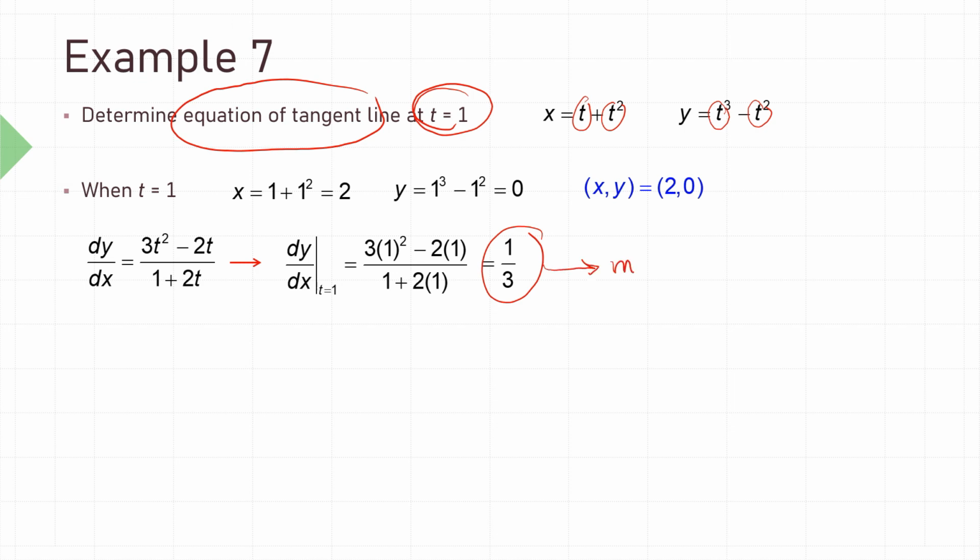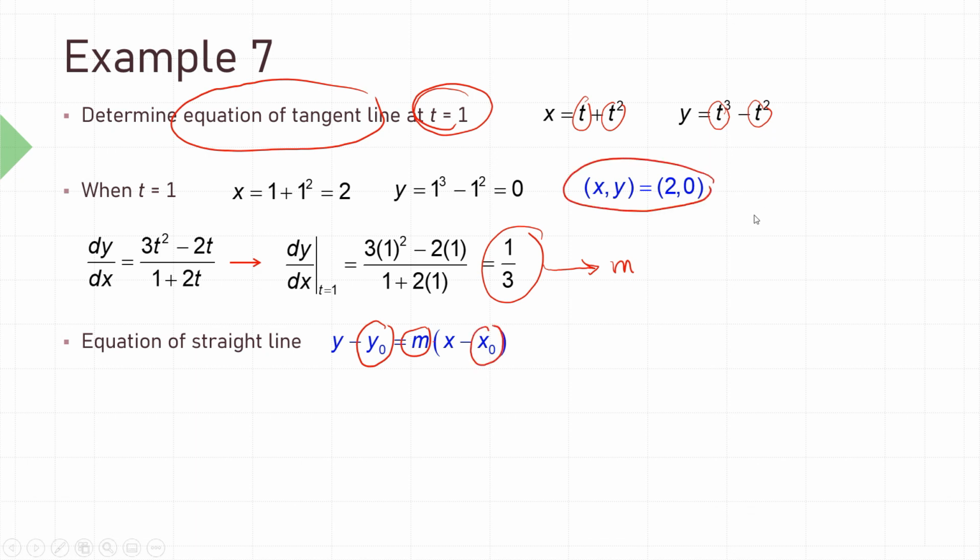We know that the tangent line is actually a straight line, so we can use the formula for the equation of the straight line, which is given by this formula. So we substitute the value of m with 1 over 3. What about y naught and also x naught? It comes from this one. So we substitute y naught equal to 0, x naught equal to 2, and m equal to 1 over 3. Simplifying this equation, we got the equation of the tangent line at t equal to 1.